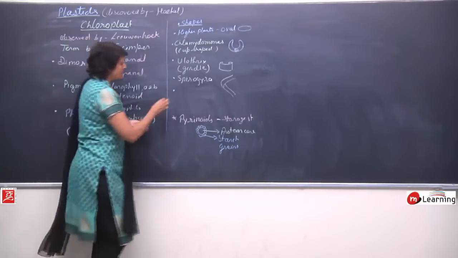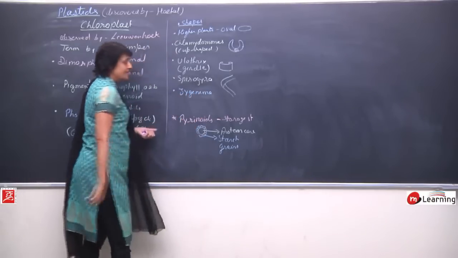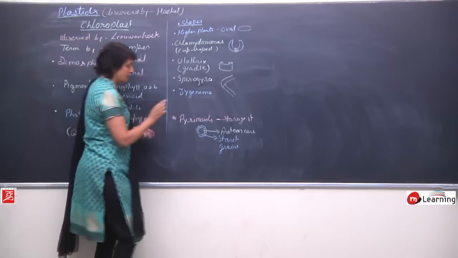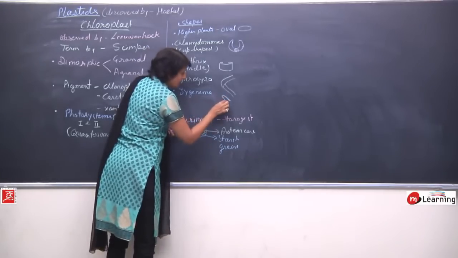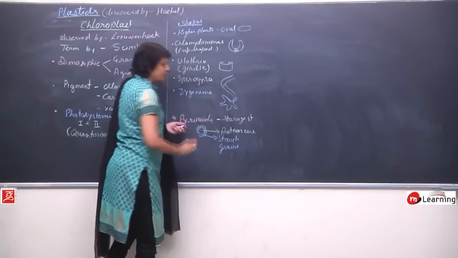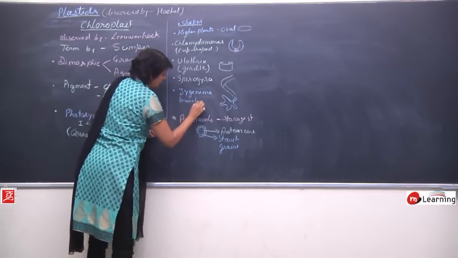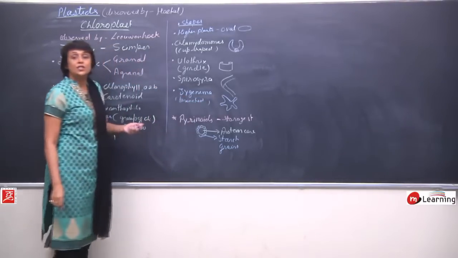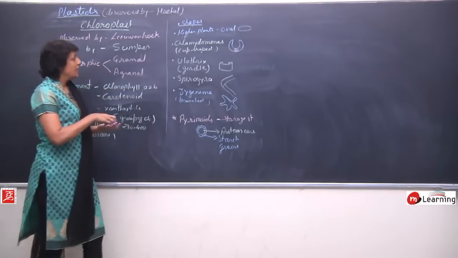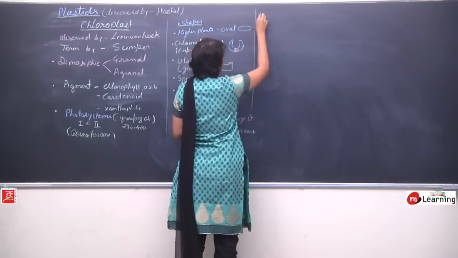One more example, Zygnema. In Zygnema, the chloroplast is star shaped, or it can be termed as branched. It may not exactly look like a star shape, but it is branched. So that branched chloroplast is found in Zygnema. So these are some variations in the shapes of chloroplast. Talking about the number of chloroplast.